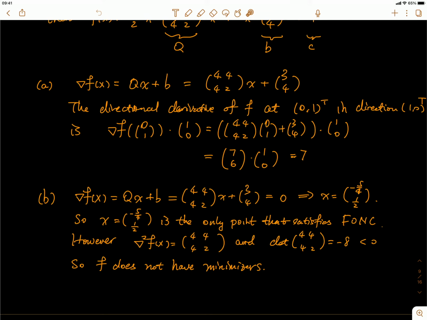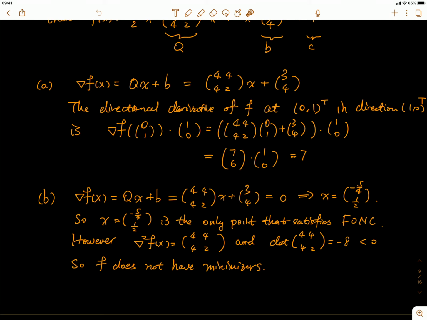If it's a local minimizer, we need to make sure that the second order necessary condition also holds. That means the Hessian needs to be positive semi-definite. So let's check. This is the Hessian matrix, which is just Q. And the determinant of this matrix is -8, which is negative, and the trace is 4. That means this matrix has two eigenvalues with different signs, so they are not both non-negative.